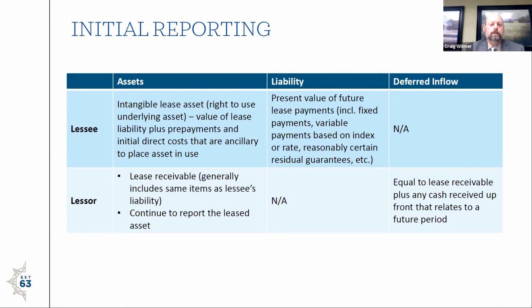On the flip side, for the lessor, one key component here is that they will continue to record the actual asset itself. Whatever that underlying asset is, it's going to stay on the lessor's books. They're going to book a lease receivable, which is essentially the same calculation as the lease liability for the lessee. And then that lease receivable is going to be offset by a deferred inflow that will eventually be recognized in revenue.